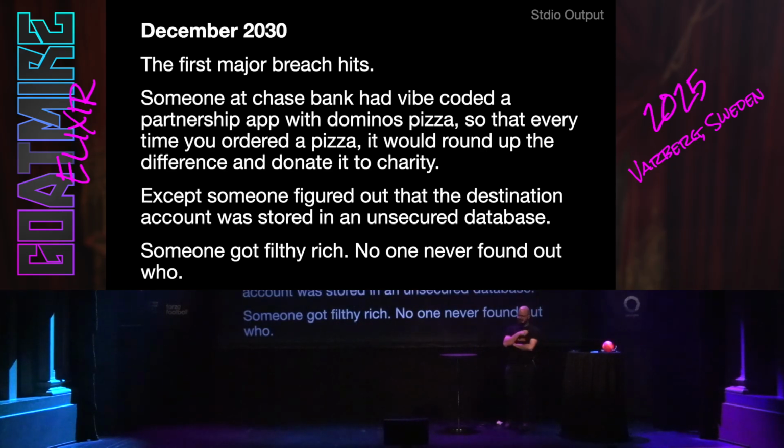Someone at Chase Bank had vibe-coded a partnership app with Domino's Pizza so that every time you ordered a pizza, it would round up the difference and donate it to charity. Except someone figured out that the destination account was stored in an unsecured database. Someone got filthy rich, and no one ever found out who.